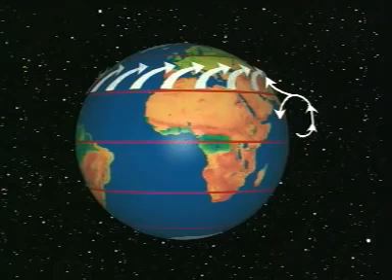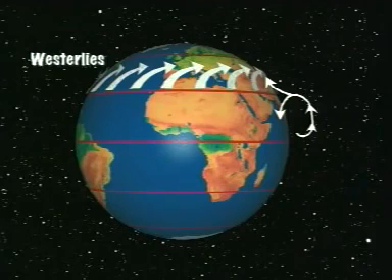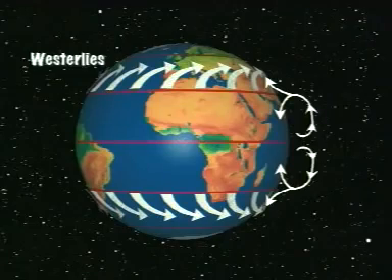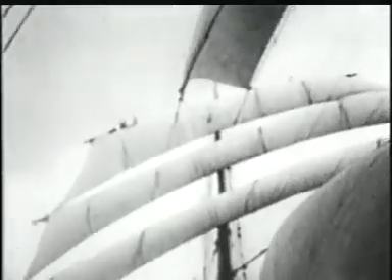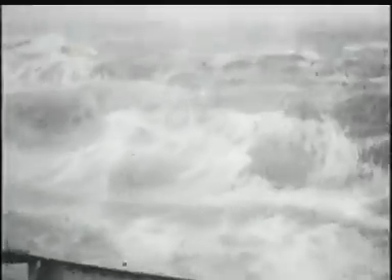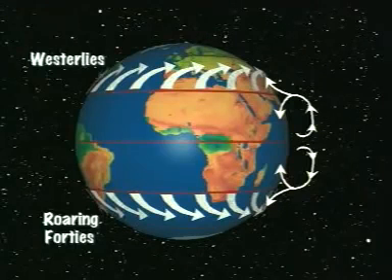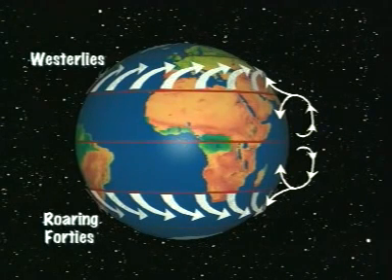Air heading towards the poles is also deflected. These winds are called westerlies because winds are traditionally named according to the direction they come from. Ships sailing past Africa found the winds helped them on their journey to the East Indies and Australia. These westerly winds are the reason Cape Horn is so stormy. Because they're found at 40 degrees latitude, they are known as the Roaring Forties, but only in the southern hemisphere.